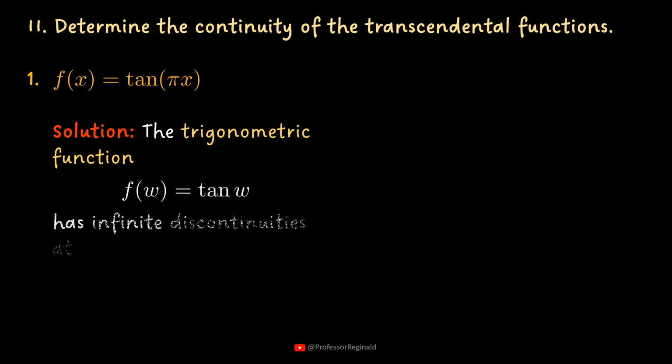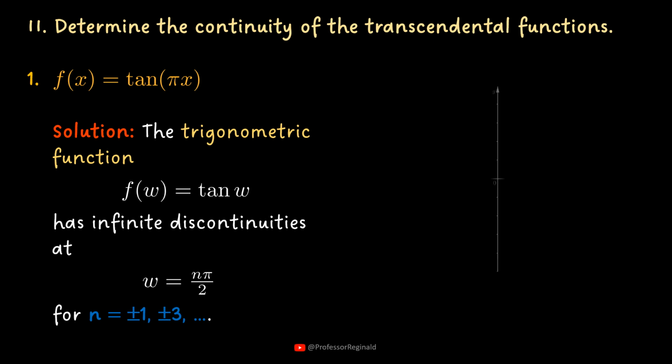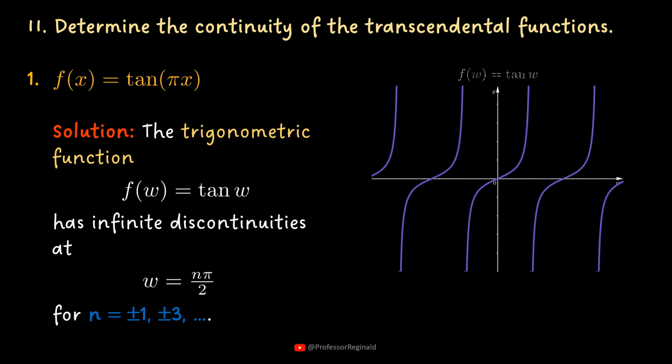has infinite discontinuities at w equals n pi over 2, for n equals positive or negative 1, positive or negative 3, and so on. The figure on the right illustrates the graph of f in terms of a temporary variable w. F of w equals the tangent of w has infinite discontinuities at w equals positive or negative pi over 2, positive or negative 3 pi over 2, and so on.